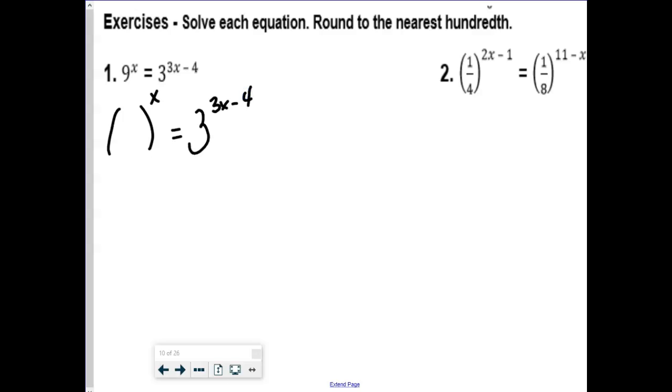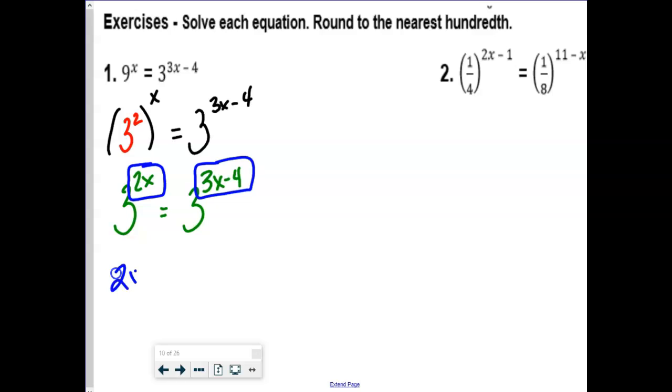Yeah, I got you. So this is 3 squared. And then because there already was an existing x on the power here, this becomes 3 to the 2x power, because you multiply those together, right? Equals 3 to the 3x minus 4 power. The only way that these would equal each other is if your powers were matching. So 2x has to be the same as 3x minus 4. I think you get x equals 4. However you solve that, you get x equals 4.